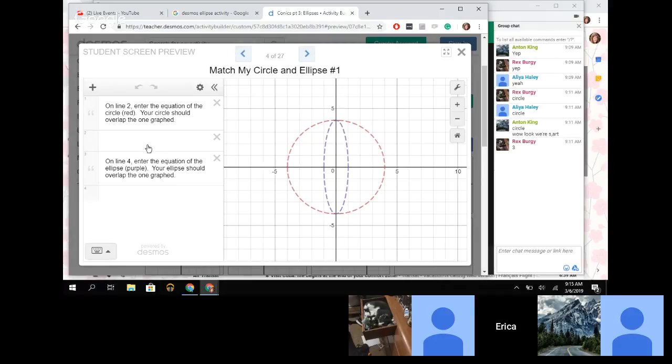All right, so here's where you guys have to help me out. Who can tell me what the equation of the red circle would be? We're going to type, once we kind of get a consensus, we're going to type it in the chat and see if we're right. So what would the equation of the red circle be?